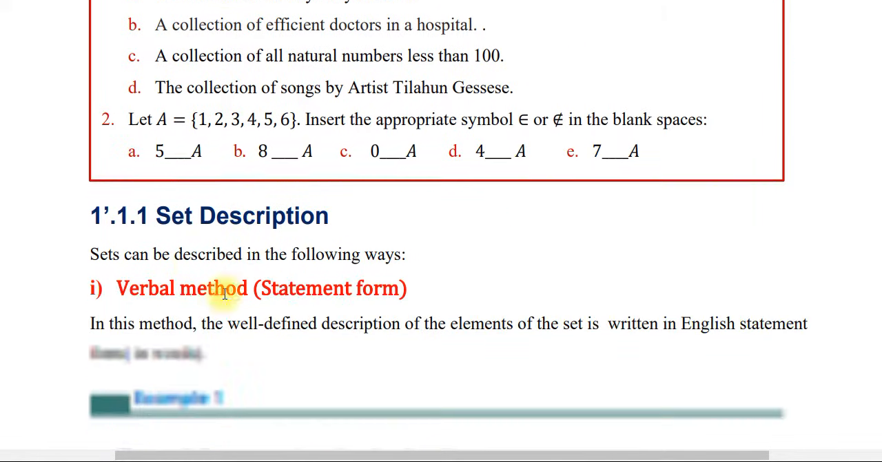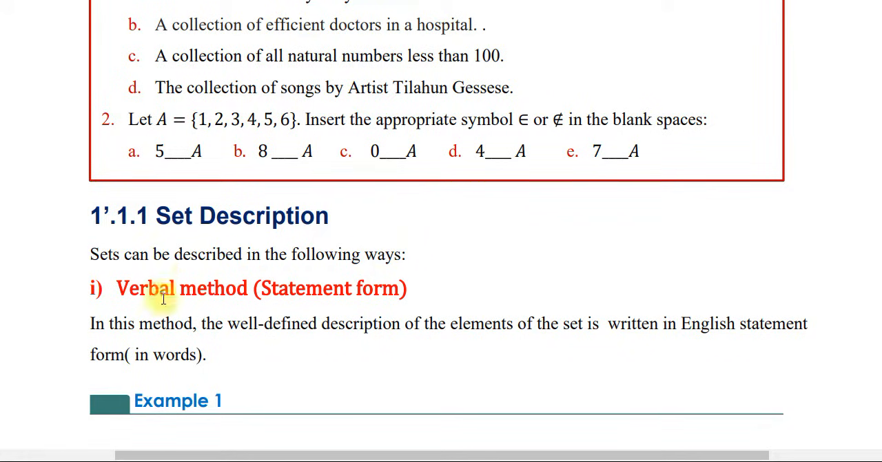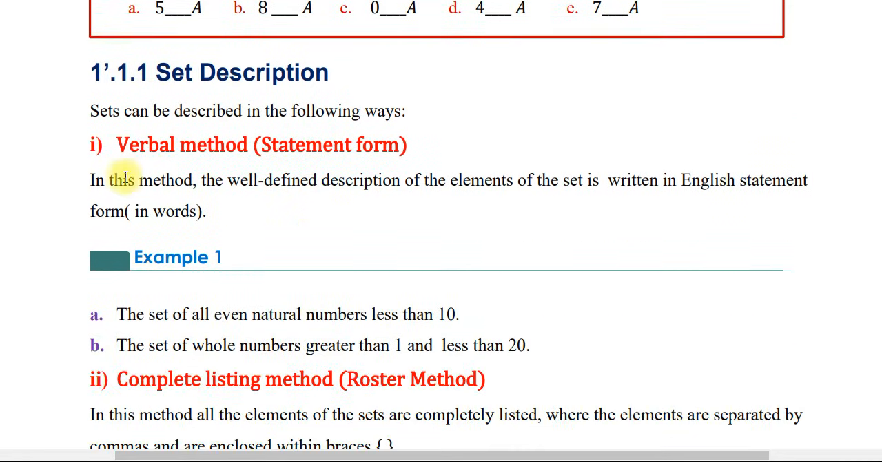Okay, next subtopic: set description. Set can be described in the following way. The first one is verbal method, or simply statement form. In this method the well-defined description of the elements of the set is written in English statement form, that means in words, using English statement. The well-defined description of the elements of the set in English statement is a verbal method or statement form.